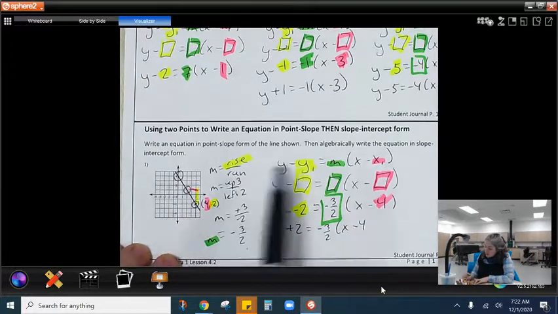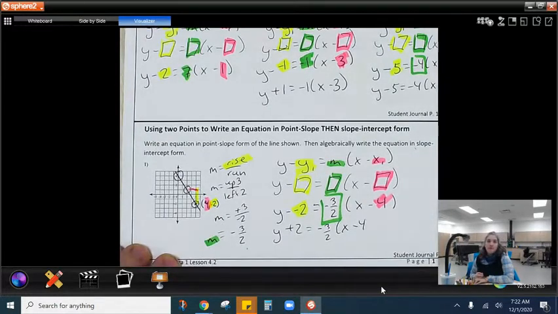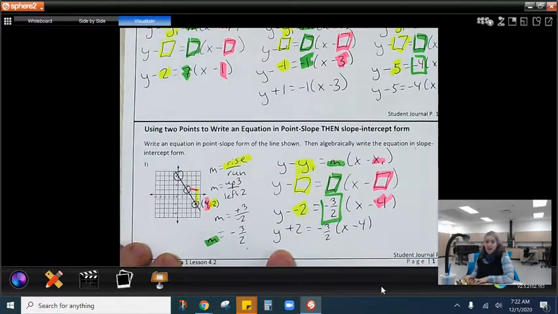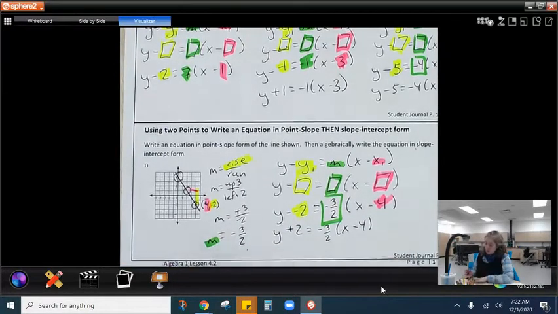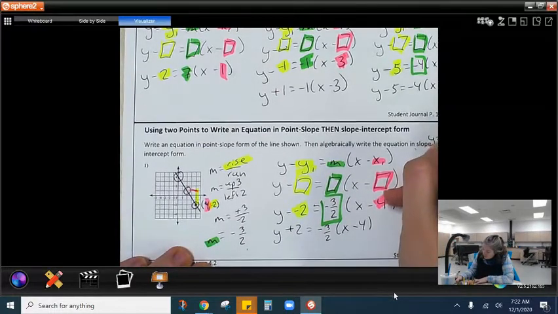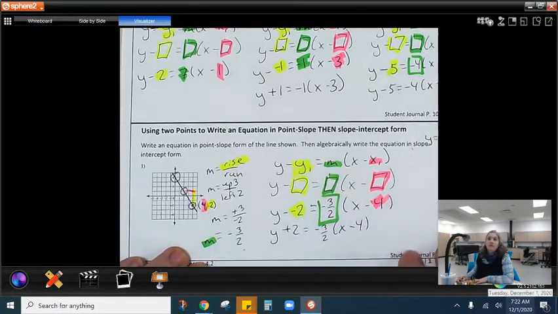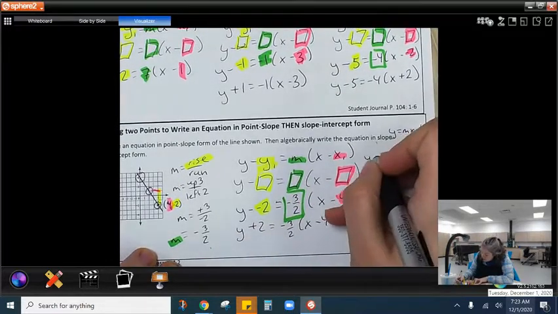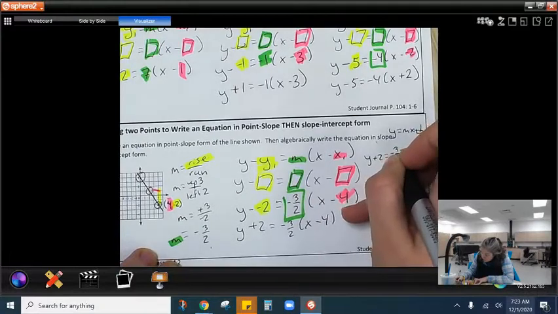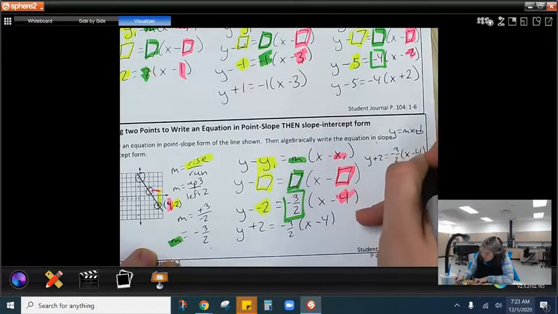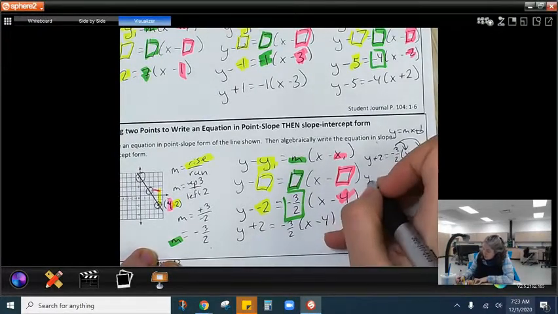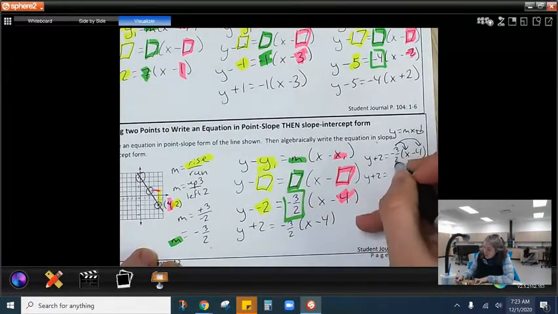And it says I want to write this in slope-intercept form. All right, so I actually have to solve this and get y by itself, because slope-intercept form is y equals mx plus b, right? That's what slope-intercept form is. So I need to solve this. So we've got y plus 2 is equal to negative 3/2 (x minus 4). So I need to distribute my fraction. So we get y plus 2. Negative 3/2 times x is negative 3/2 x.